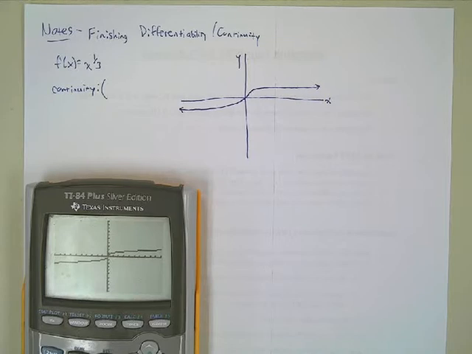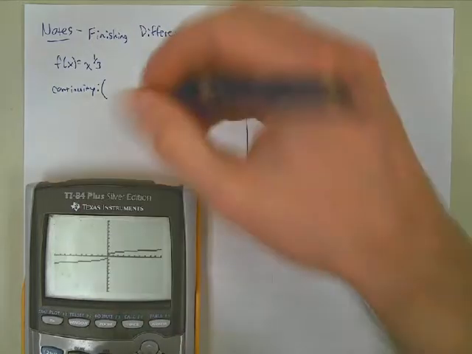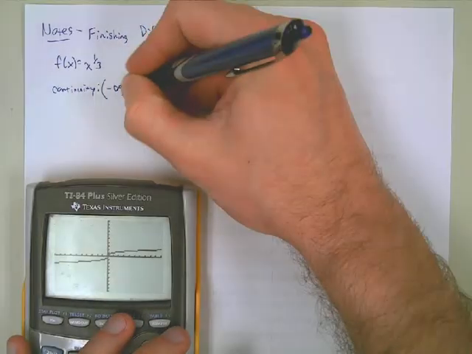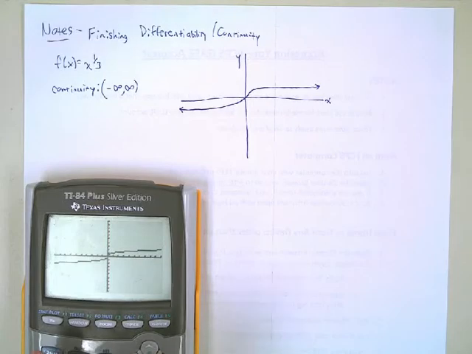All right. So, what would we say our continuity is here? All real numbers. So I'm going to say negative infinity to infinity using interval notation. But yep, all real numbers would be a good way to say it.